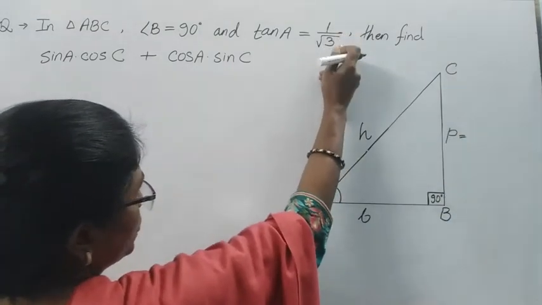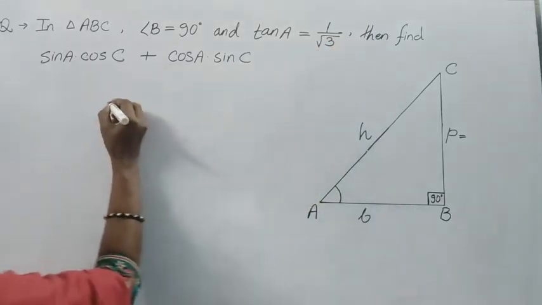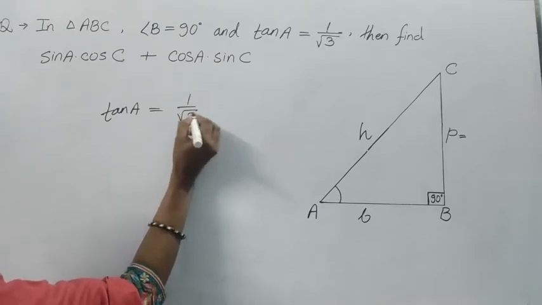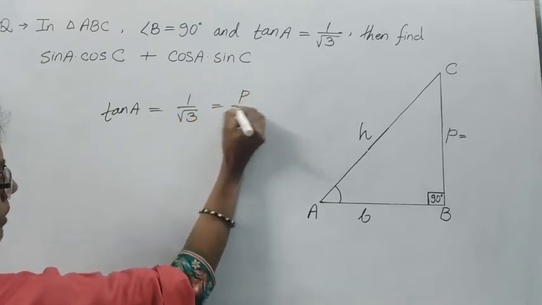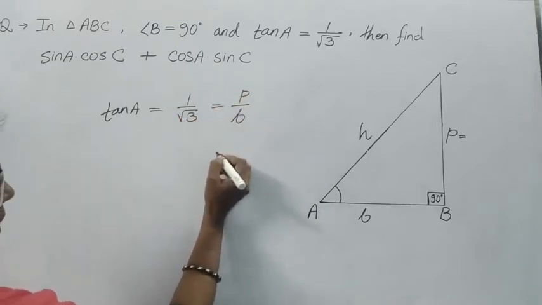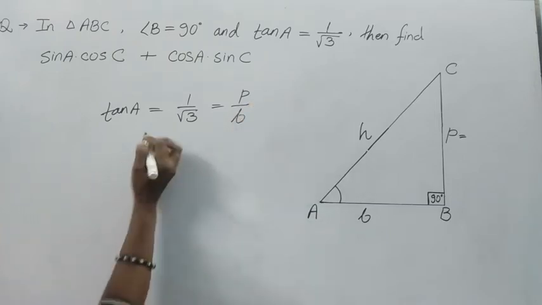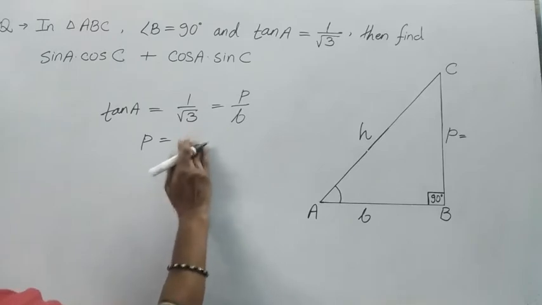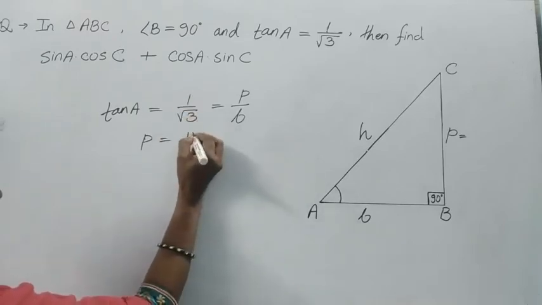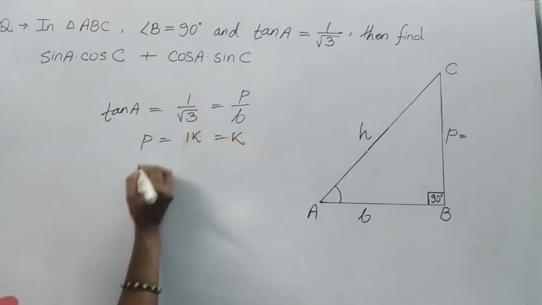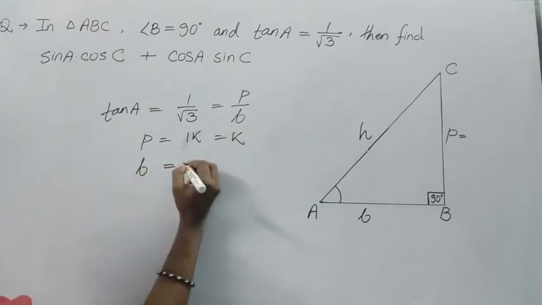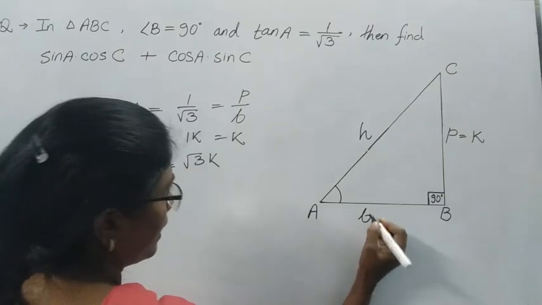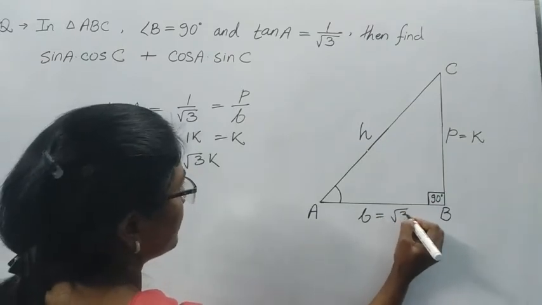When you break the ratio tan A equal to 1 by root 3, that means perpendicular by base. So we consider the ratio contains the term k. So P is written as 1k, that means k, and B is written as root 3k. So P is here k and B is root 3k.